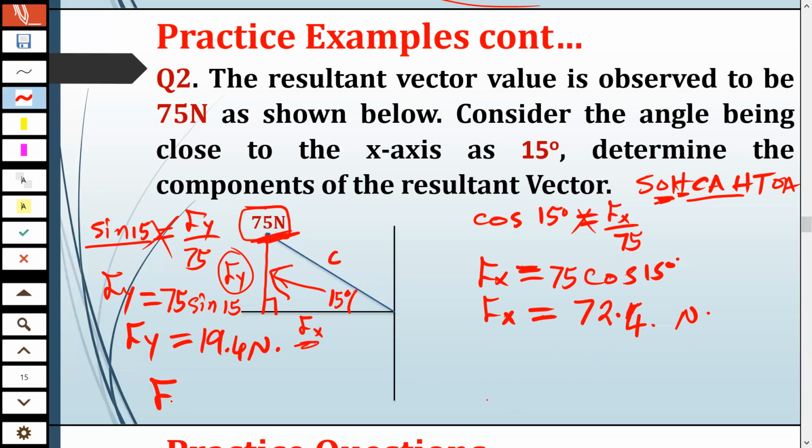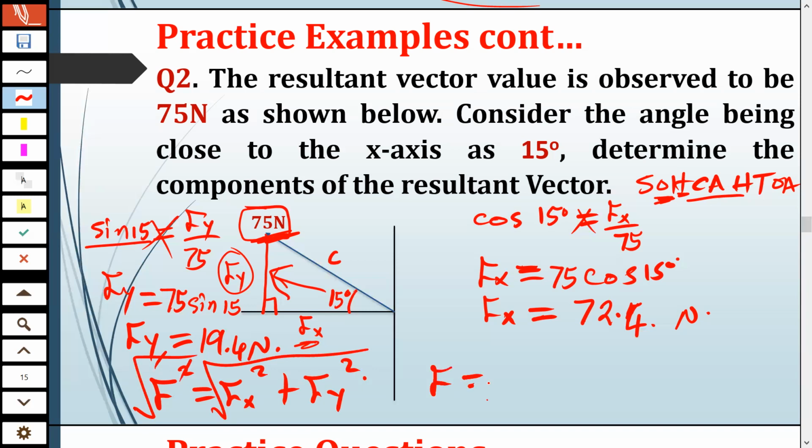We know that the Pythagoras theorem states that F squared is equal to F in the X squared plus F in the Y squared. To prove this, we square root both sides to see if we're going to get 75. So the square root and the square cancel, and we remain with F on this side. The other side will have the square root of F in the X squared plus F in the Y squared. And this is what we call the resultant force.